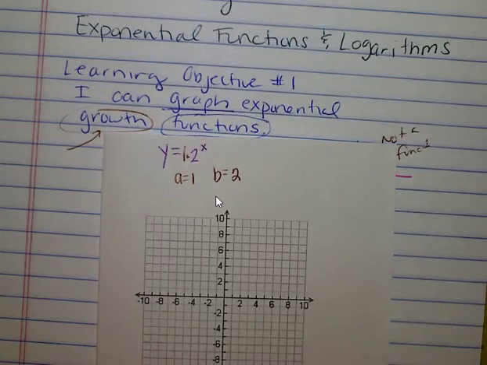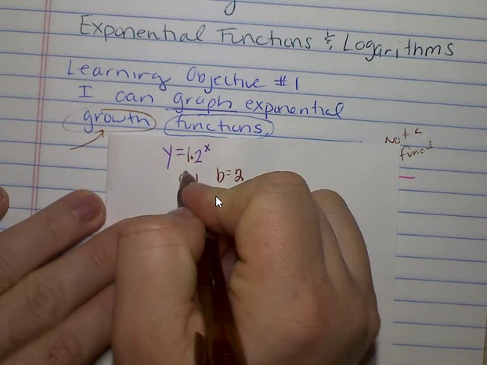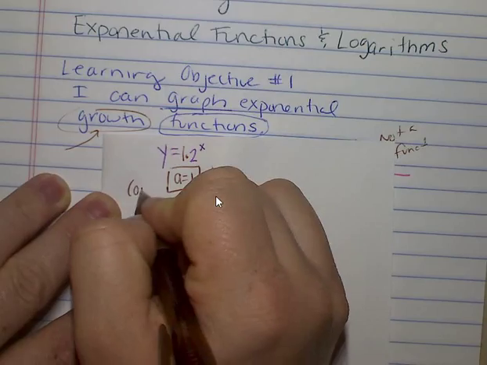So this tells us what your y-intercept is. Your y-intercept written as an ordered pair is (0, 1). So I'm going to go to (0, 1) and make a dot.